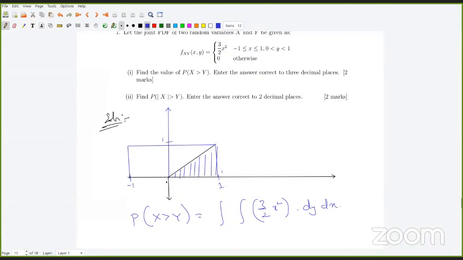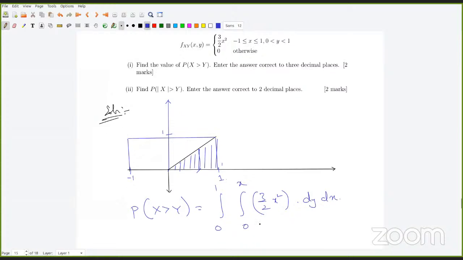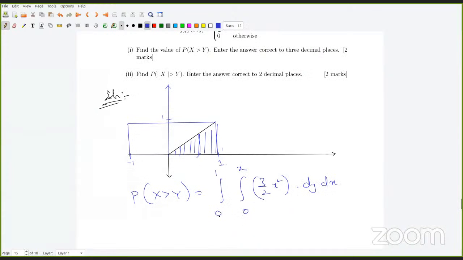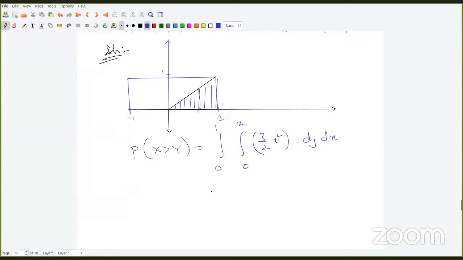So what are the limits for x? It is from 0 to 1. Now what are the limits for y? 0 to x. Fix one x and you can get it. Now that we know the values of the limits, you just have to integrate this.